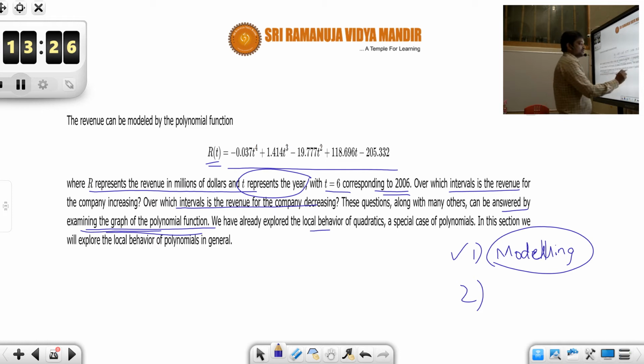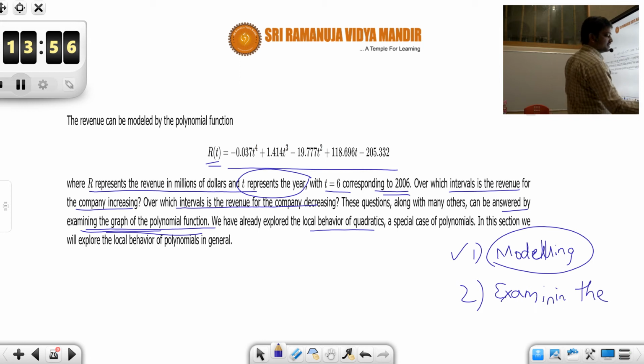We have already explored the local behavior of the quadratic, a special case of polynomial, that is, we know how to factor the quadratic expression and so on. We'll be discussing more as well, you don't worry. So to answer the analytic questions, one is modeling and the other is examining the graph. These two are important.